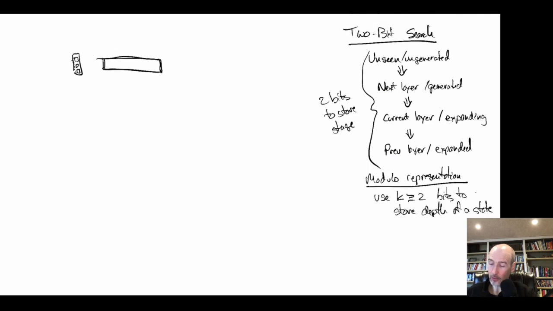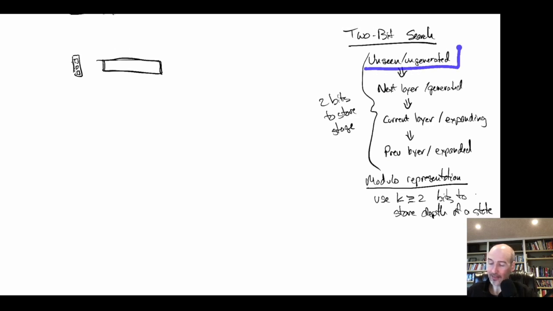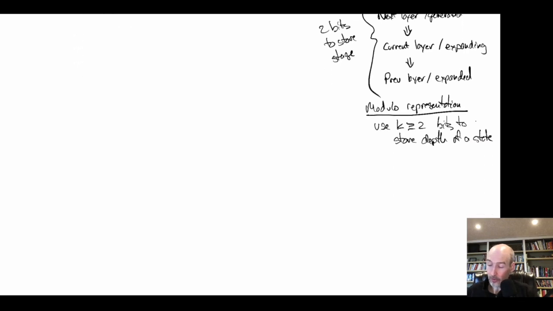But if I'm actually going to be doing a breadth first search, I need to be able to mark the states that I've never seen before. So we're going to need some more bits to do that. So I can use any number k greater than or equal to 2 bits to store the depth of a state, and you basically store it modulo 2 to the k.